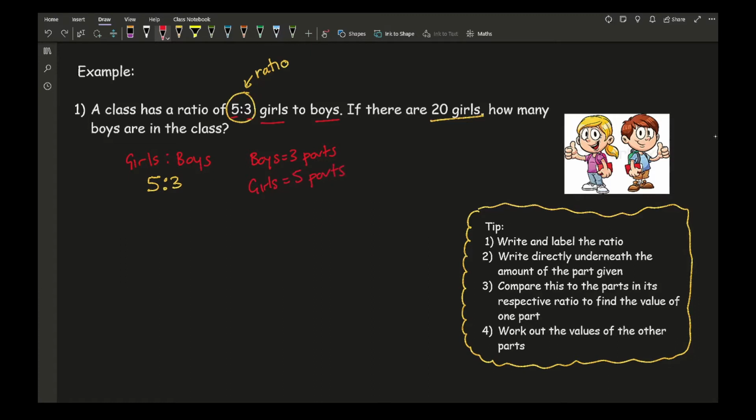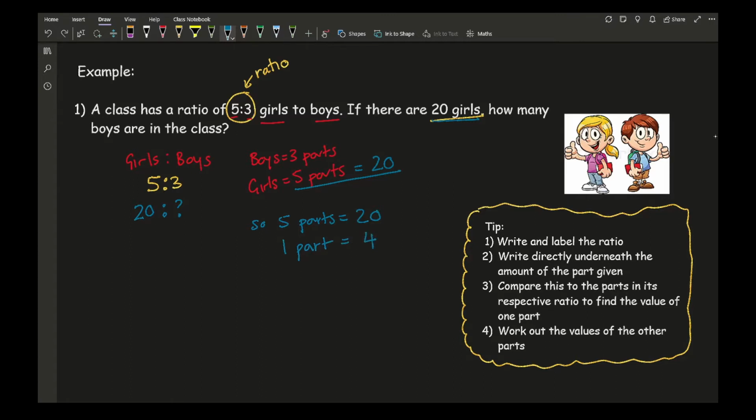The next thing, step 2, is to write directly underneath the amount of the part given. I know that there are 20 girls, so I know that this amount here is 20, and it's the boys that I'm trying to work out. So the girls' 5 parts is worth 20. The next thing I've got to do is compare these two amounts. So 5 parts equals 20. If 5 parts equals 20, then 1 part is going to equal 4.